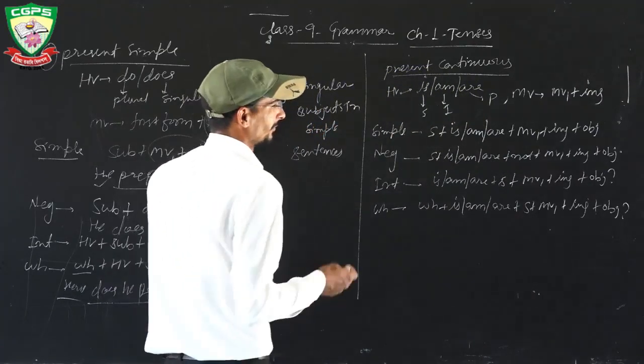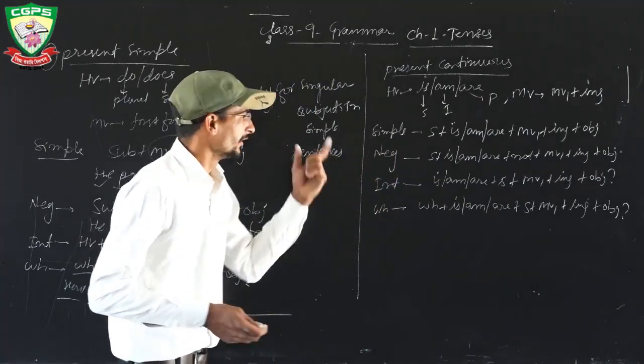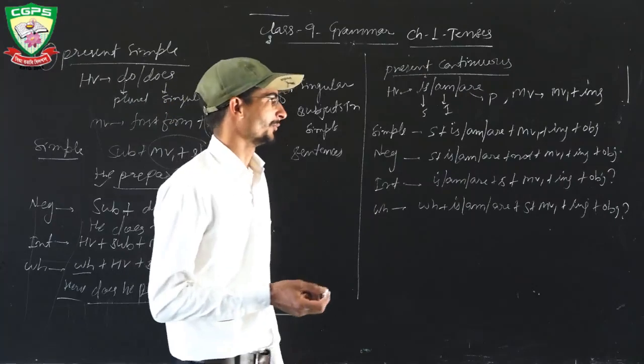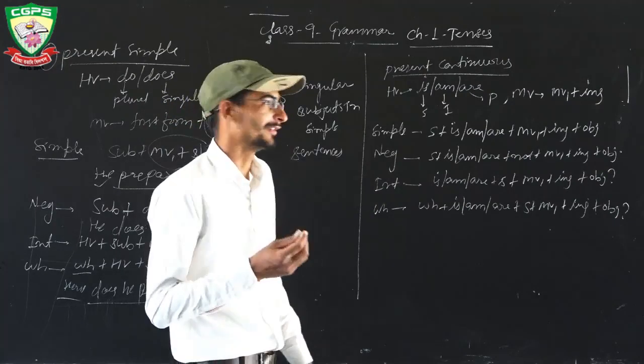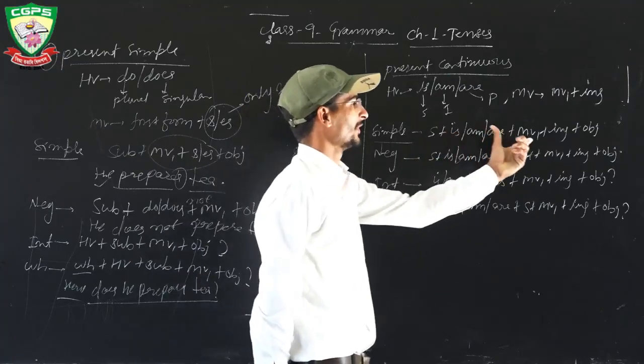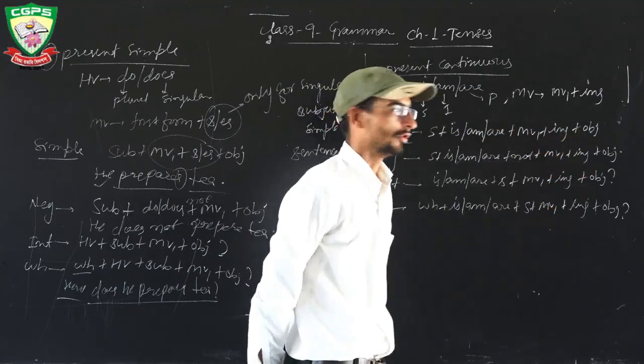Present continuous tense helping verbs are is, am and are. Is for singular subject, am for I and are for plural subjects. Main verb first form plus ing is used. Simple sentence structure is same: subject, helping verb, main verb first form plus ing, and object.